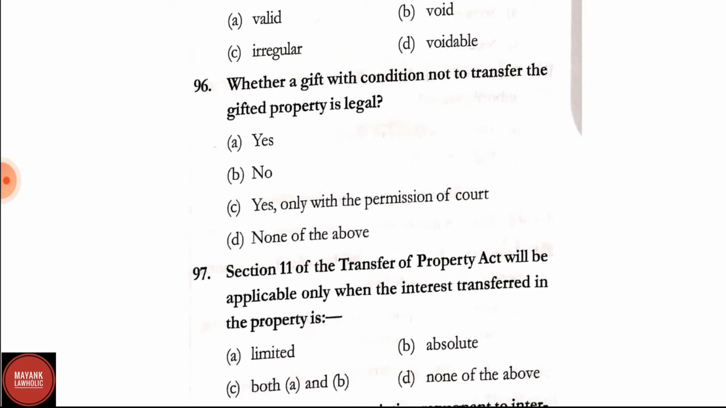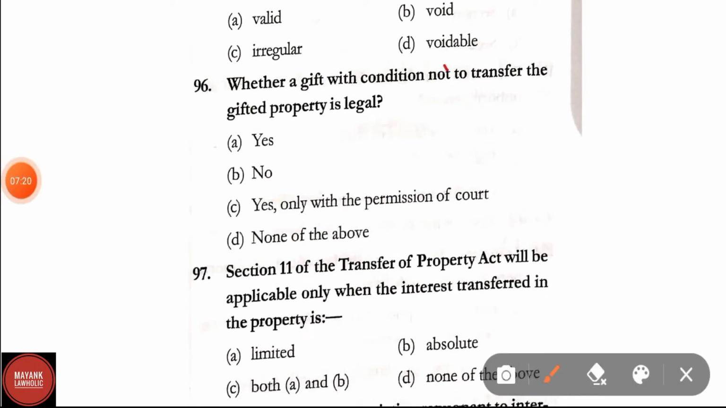Question number 96. Whether a gift with a condition not to transfer the gifted property is legal? Yes, no, yes only with the permission of the court, none of the above. Here in 96 correct answer is no. A gift with a condition cannot be gifted.